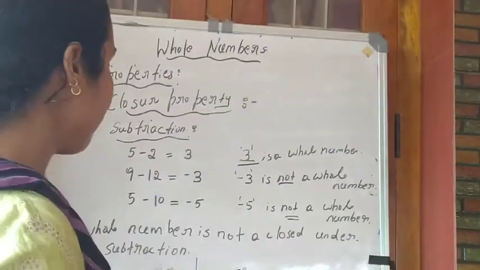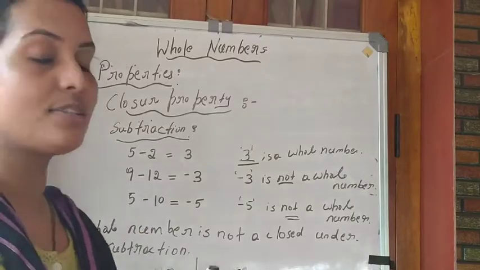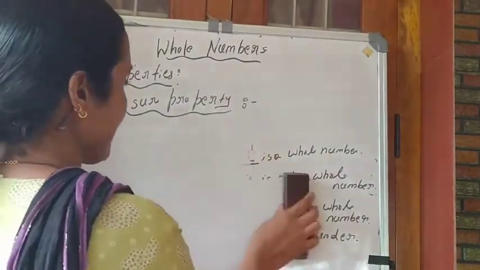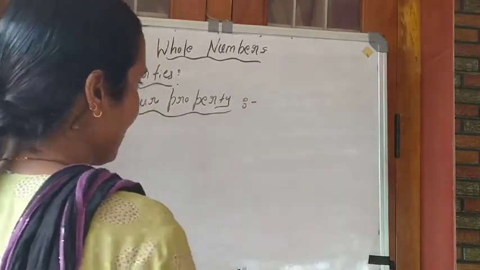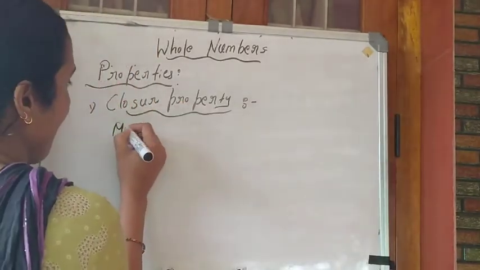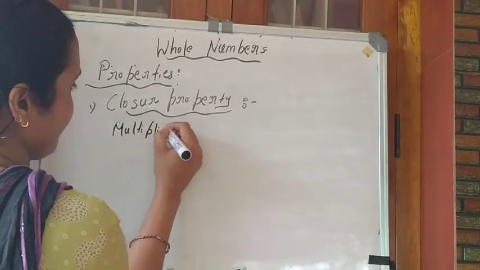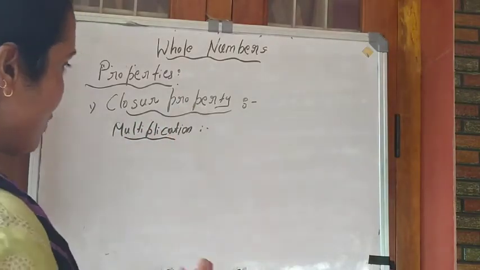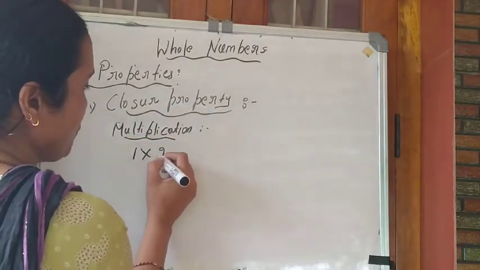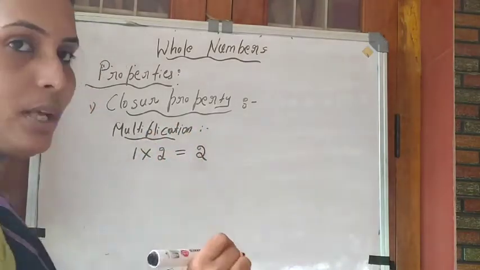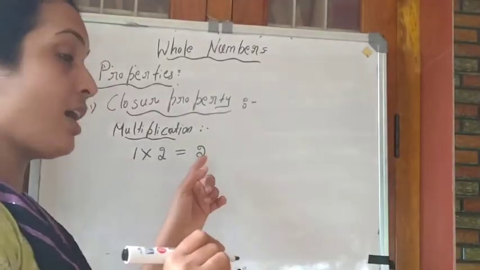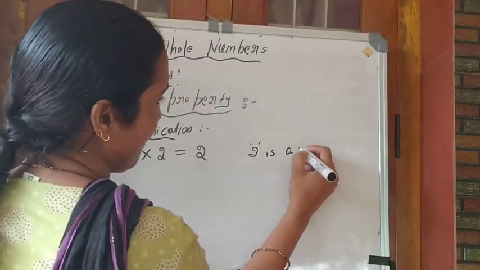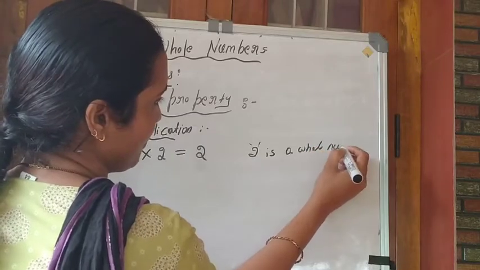Okay. So now, is this satisfied for multiplication or not? We can discuss multiplication. I'll give some examples. 1 into 2 is 2. 1 is a whole number, 2 is a whole number. The product, the answer, is also a whole number.